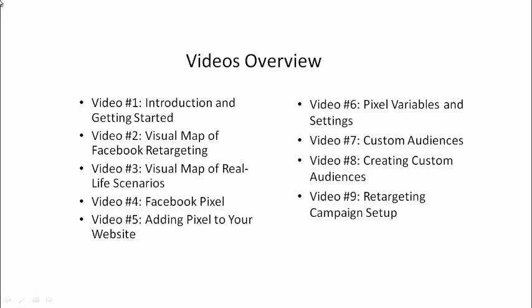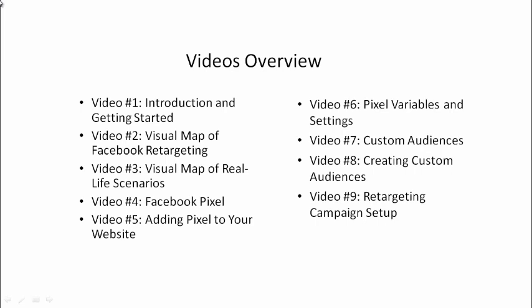Video number 3 will talk about the visual mind map of real life scenarios. By giving you some real life examples, this enables your mind to start moving, start jogging with ideas so that you can pick and choose which one you want to go with, and so that you begin to understand the whole process of Facebook retargeting. Number 4, we'll talk about the Facebook pixel, what it is, why it's important, and how you can use it. Video number 5, we'll talk about adding the pixel to your website, whether you're using WordPress or ClickFunnels, Lead Pages, or any other landing page builder.